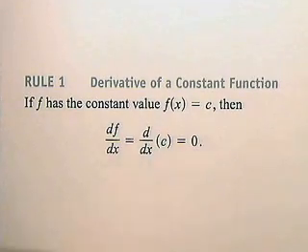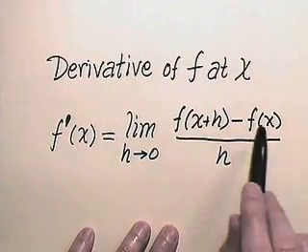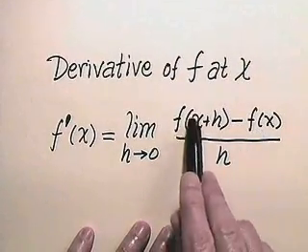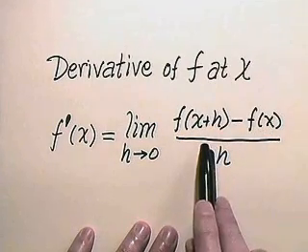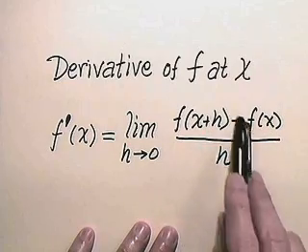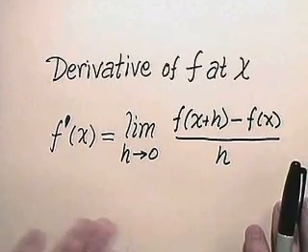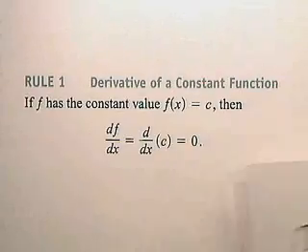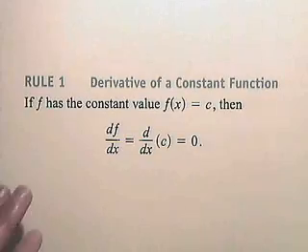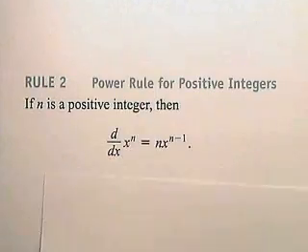Just quickly, let's look back at this definition for a minute. Notice if f of x is always c, then this is c minus c. The numerator in this limit becomes 0 every time, and so what we have is 0 over h, which is 0, and the limit of 0 is 0. And so consequently, the first rule is an easy consequence of the definition. Let's look at another rule.